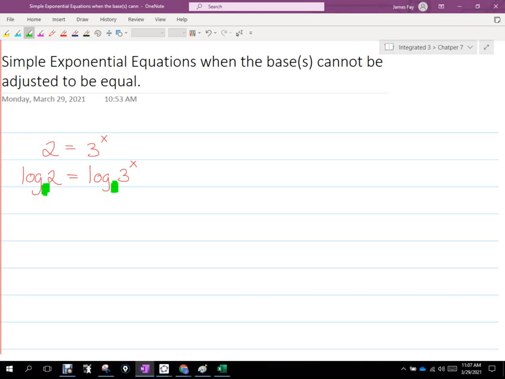But just for writing purposes, for doing these problems on your own, just write log, because then it's understood in a log base 10 sense. Okay, so now here's my question.